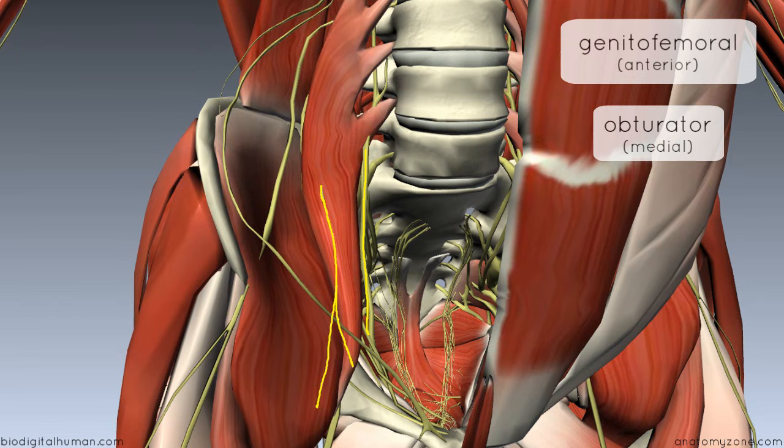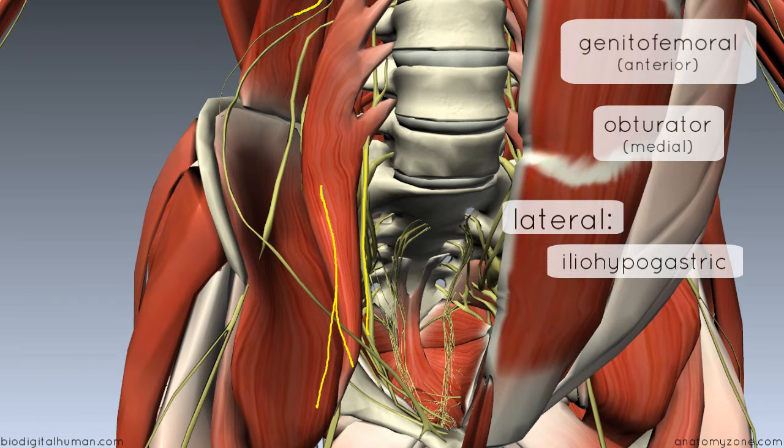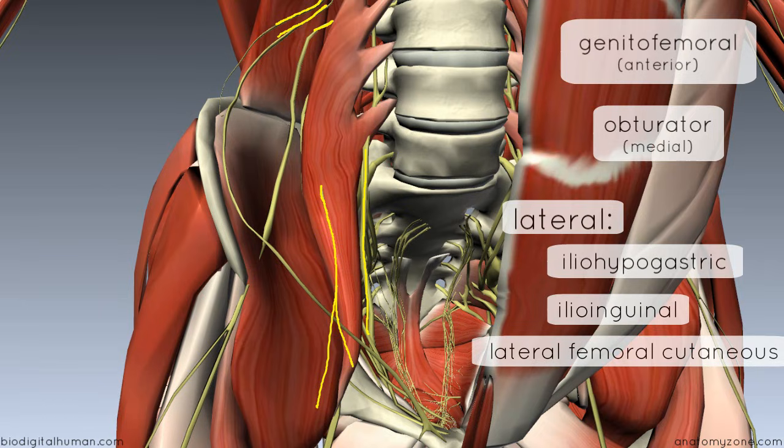So the other 4 nerves emerge lateral to the psoas major muscle. So we've got the iliohypogastric nerve, we've got the ilioinguinal nerve, the lateral femoral cutaneous nerve, and we've got the femoral nerve. So now that you know the names of the 6 main branches of the lumbar plexus, and you have an idea of the relationship of these nerves to the psoas major muscle, we can now take a look at which roots these nerves emerge from.